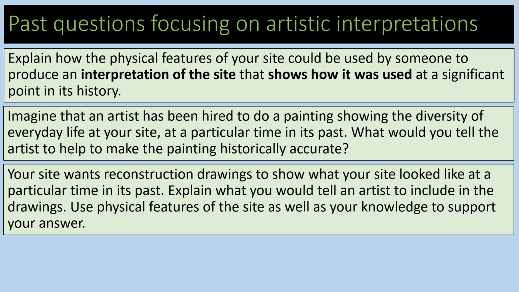So these are 3 past questions that are focused on artistic interpretation. So 1, explain how the physical features of your site could be used by someone to produce an interpretation of their site that shows how it was used at a significant point in its history. Imagine that an artist had been hired to do a painting showing the diversity of everyday life at your site at a particular time in its past. What would you tell the artist to help make the painting historically accurate? And your site wants reconstruction drawings to show what your site looked like at a particular time in its past. Explain what you would tell an artist to include in the drawings. Use physical features of the site as well as your knowledge to support your answer.